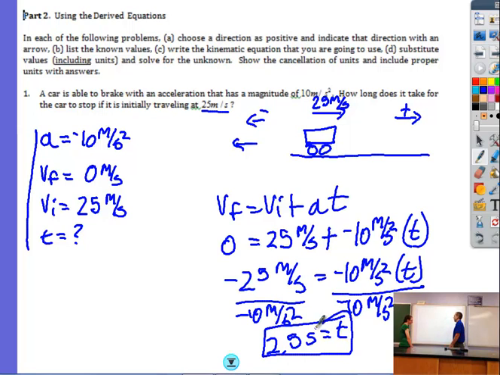So it takes 2.5 seconds for this car to slow down and stop if it accelerates at negative 10 meters per second per second. Okay. That's pretty straightforward. Let's look at number 2 now.